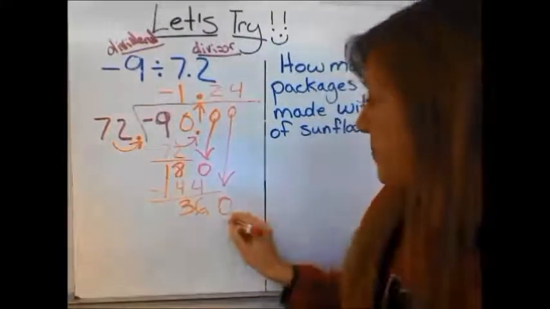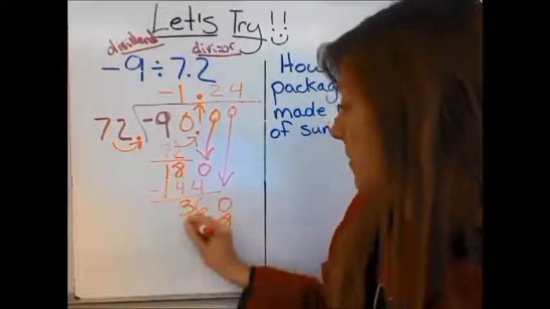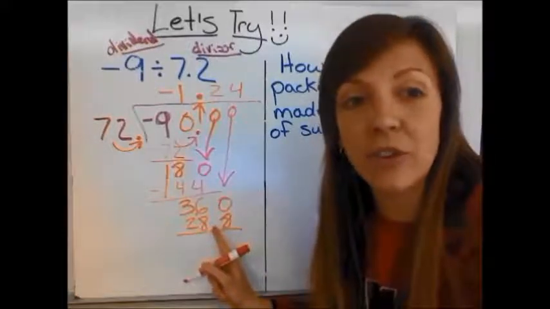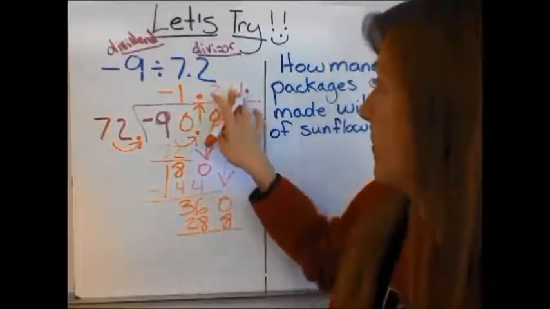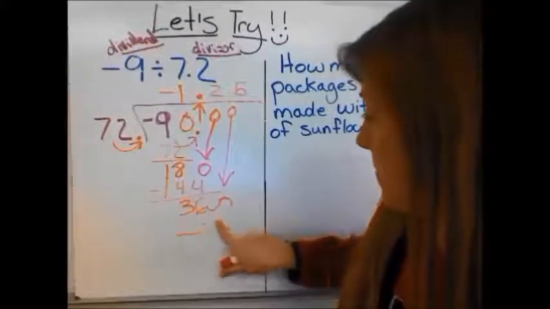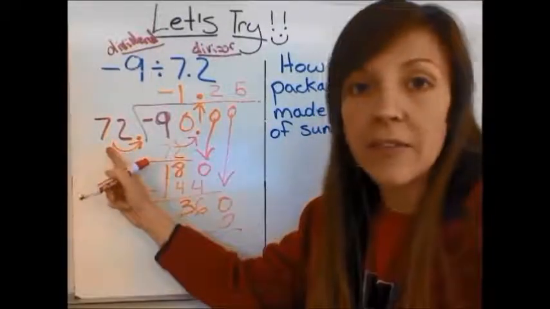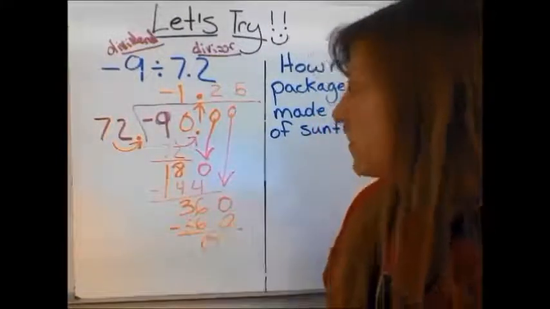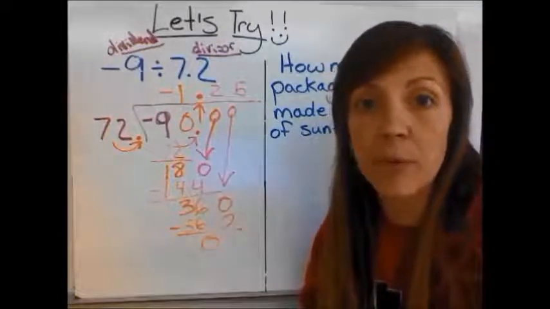4 times 2 is 8. 4 times 7 is 28. At this point, I can see that I could have divided 72 one more time. So I'm just going to change that number. Five times 2 is 10. 5 times 7 is 35, plus 1 more is 36. And I get 0. So I have -1 and 25 hundredths as my decimal number, my quotient.